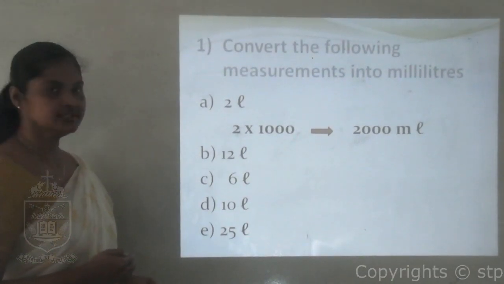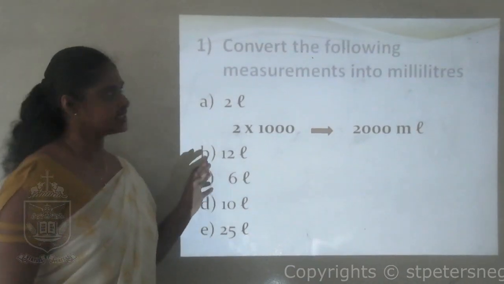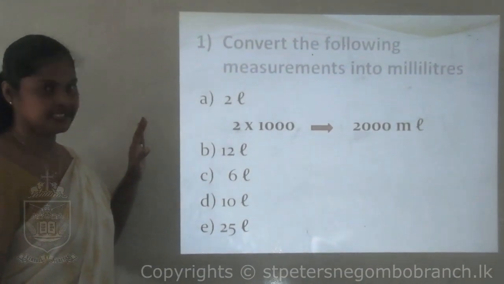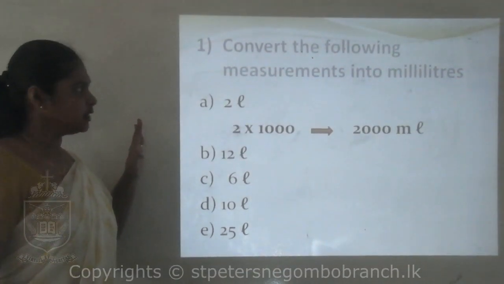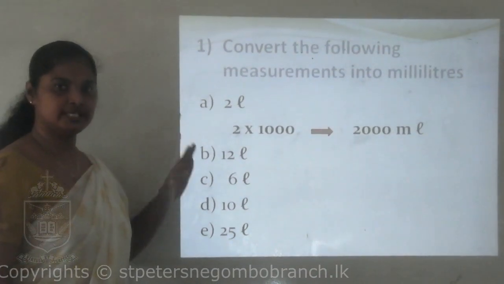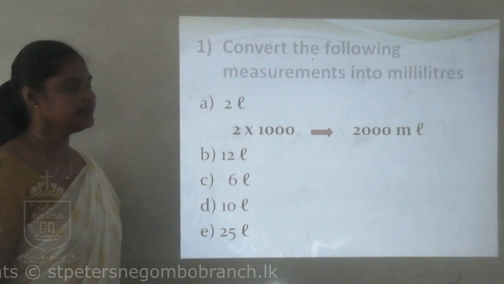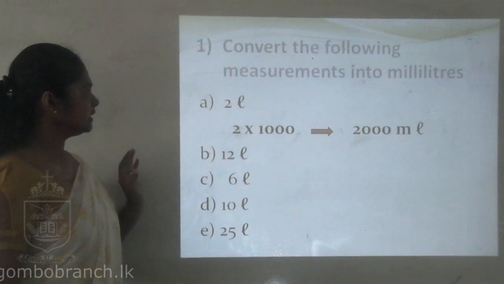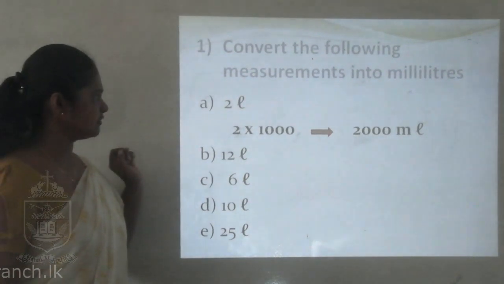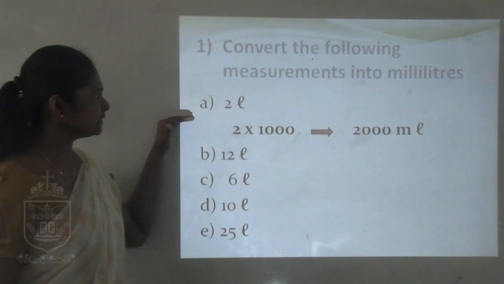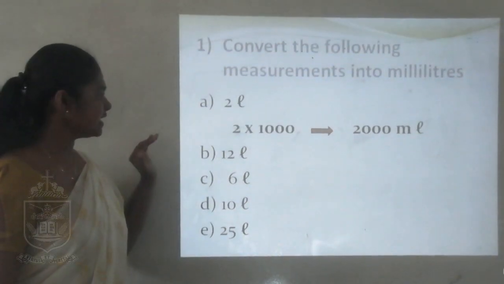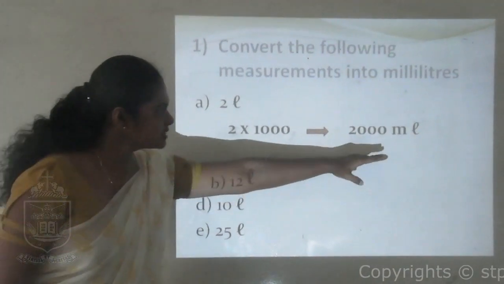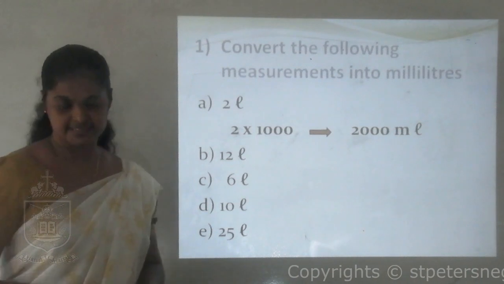We are going to practice the sums. Right, so the first exercise I have given you is to convert the following measurements into milliliters. Now children, what should you do to convert liters into milliliters? You have to multiply by 1000. Okay. So here the first one is done for you, children. We are going to convert 2 liters into milliliters. For that, you have to multiply 2 by 1000, then you get 2000 milliliters as the answer.